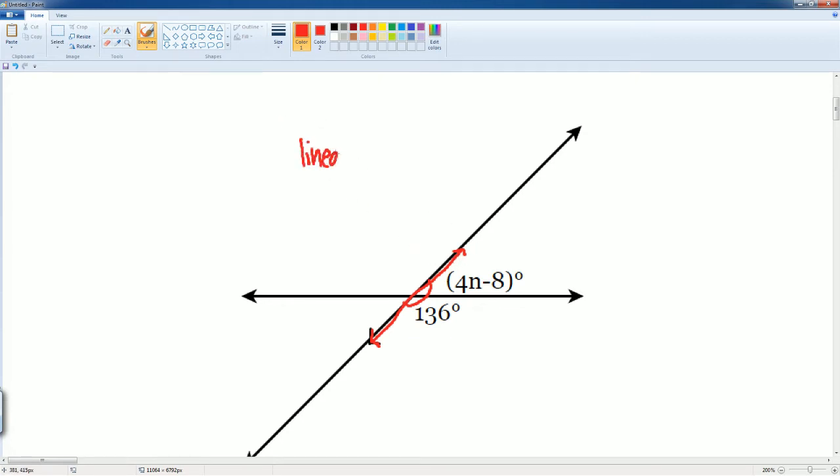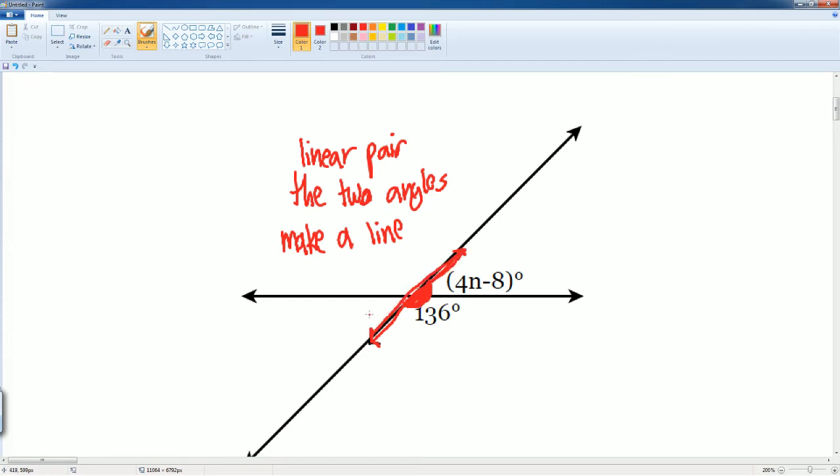They are linear pairs because the two angles make a line. Okay, and that's what I denote by that red. Okay, do you see that red line here? These two angles together, they make this line right here. And we know that a line is equal to 180 degrees.